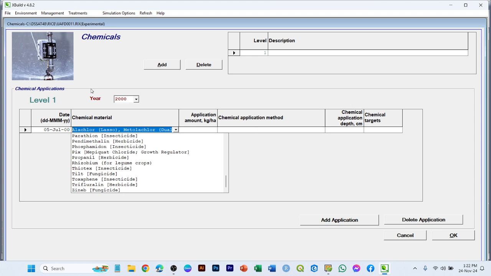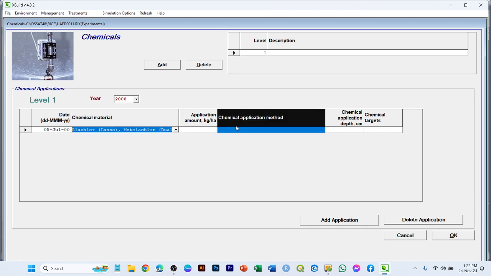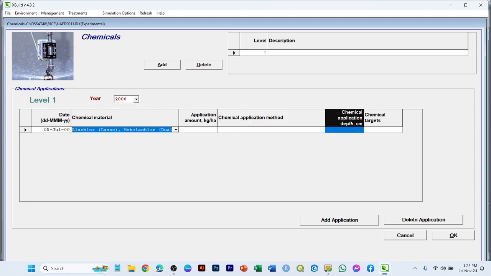Some experiments, for example cotton, need the chemical application. So we have to enter the chemical application with date, with source, and with the amount. What amount of application, what is the method of chemical application, what is the depth of application, and what are the targets basically? We have to mention these over there.